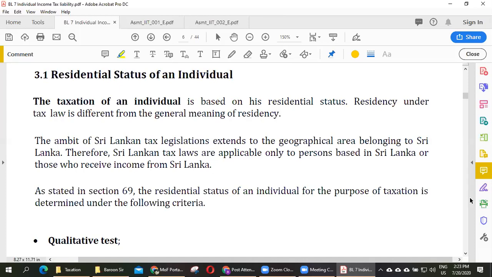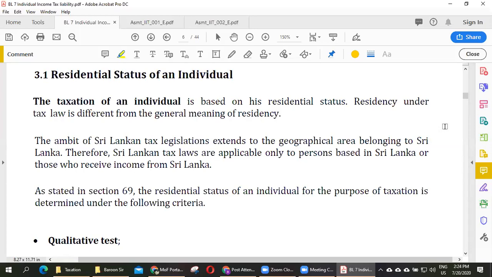Mr. Naveen, right? He is a Sri Lankan. He has spent only 50 days in the year of assessment. Then we have to treat Mr. Naveen as a non-resident because he has spent less than 183 days. Therefore, we cannot consider him a resident person, right? So it does not matter whether he is Sri Lankan or not. The matter is how many days he has spent in Sri Lanka.